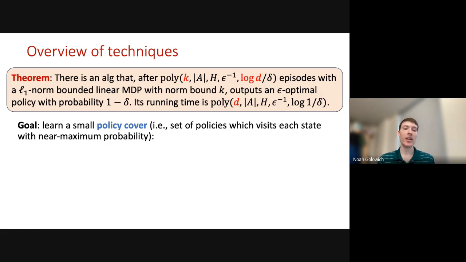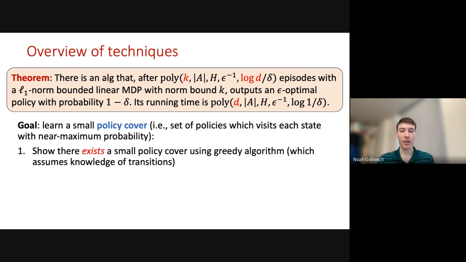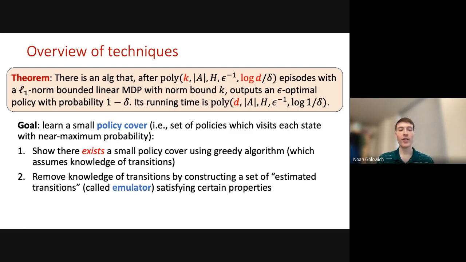And in a formal sense, the way we do this is by learning a policy cover, which is a set of policies which visits each state with near maximum probability. So at a high level, the way our proof goes is, first of all, to show that there exists a small policy cover using a variant of the greedy algorithm. Now, this greedy algorithm assumes knowledge of the transitions, and therefore, in the second step of the proof, we're going to remove this knowledge of transitions by constructing a set of estimated transitions, which satisfy certain properties. We call this set of estimated transitions an emulator, and this is one of the main technical contributions of our proof.